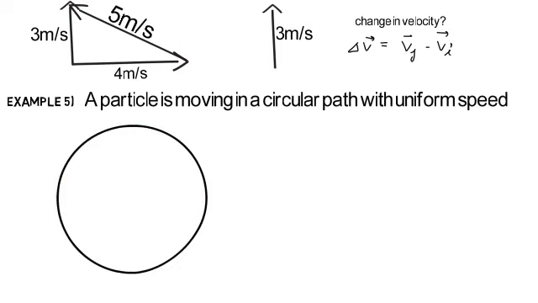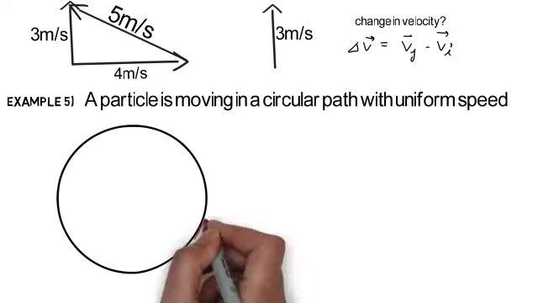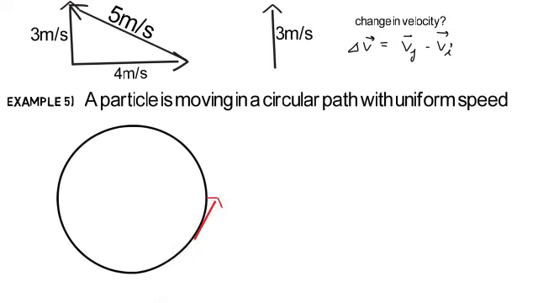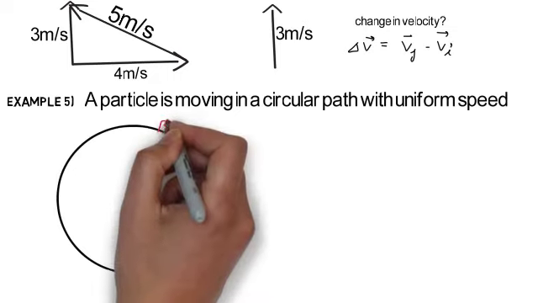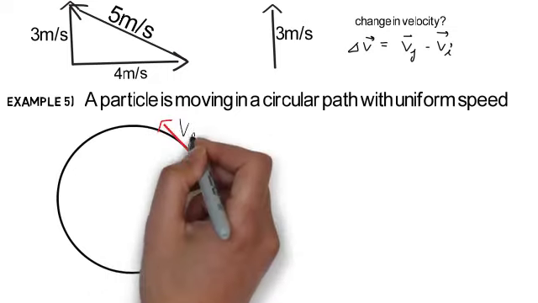Let us take a point on the circle. The velocity at that point will be tangential to the circle. Let us say the velocity is Vi at this point. After some time, the particle moves away to a new position and its velocity changes. The new velocity will be along a new tangent at that point. Let us say Vf vector.